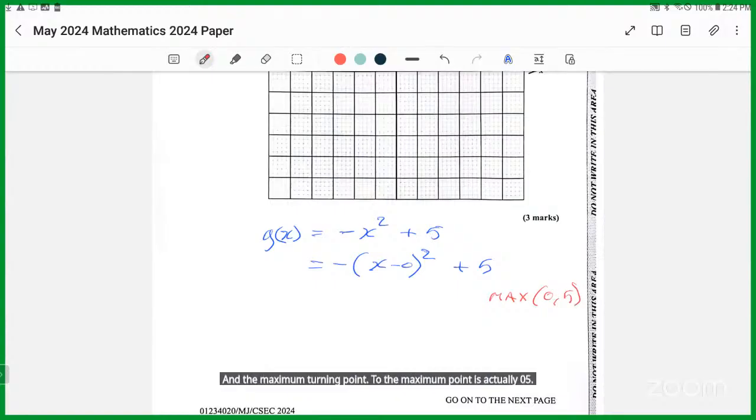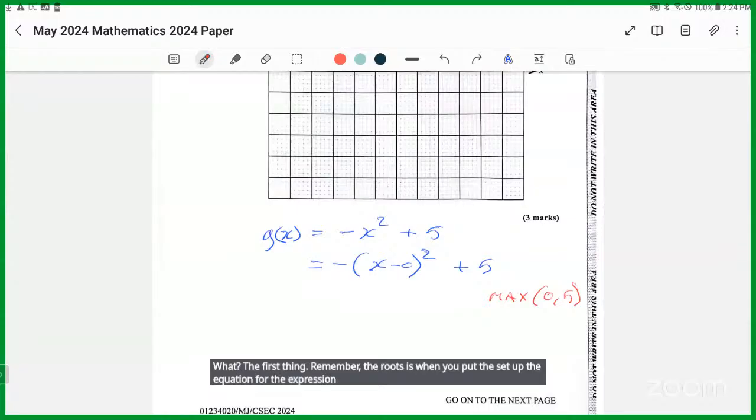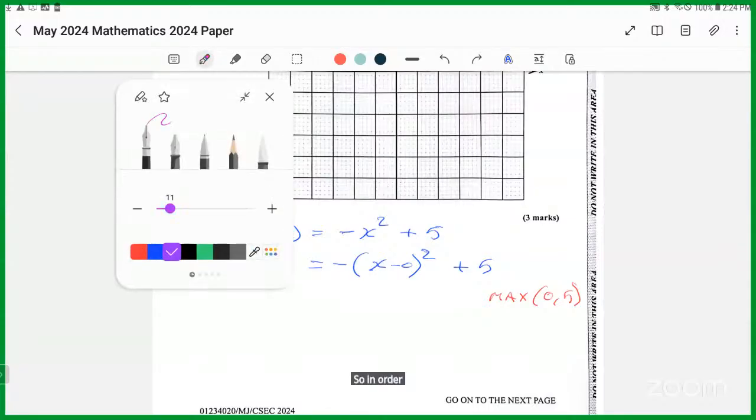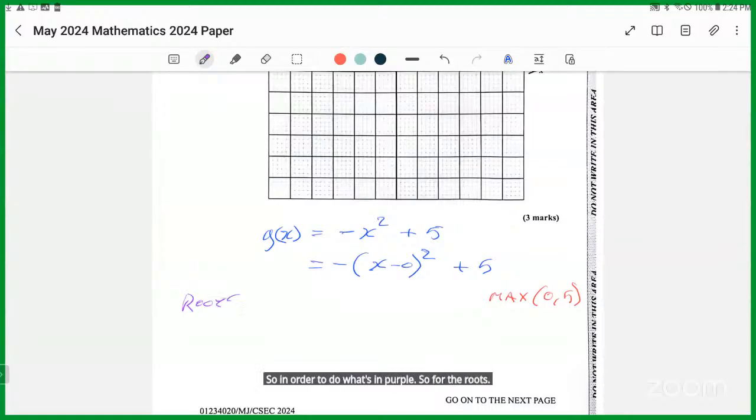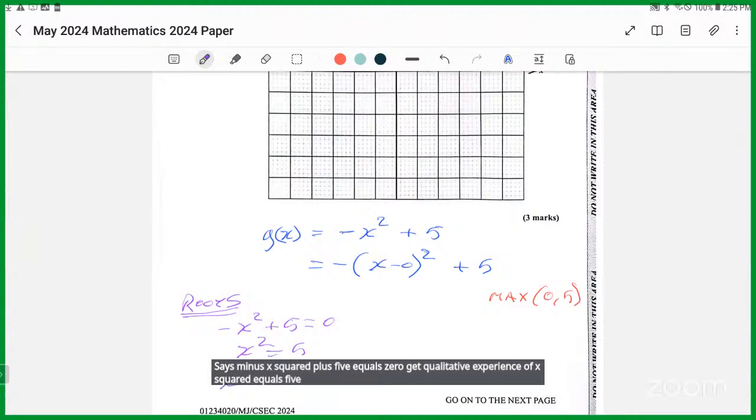Good? Remember, the roots are found when you set up the equation, putting the expression equals 0. We're going to do the roots in purple. For the roots, the graph intersects the x-axis, so we put the expression equals 0. This expression is the same as 5 minus x squared, so it's minus x squared plus 5 equals 0. Then move x squared away and you get positive x squared, so x squared equals 5. So x equals plus or minus the square root of 5.